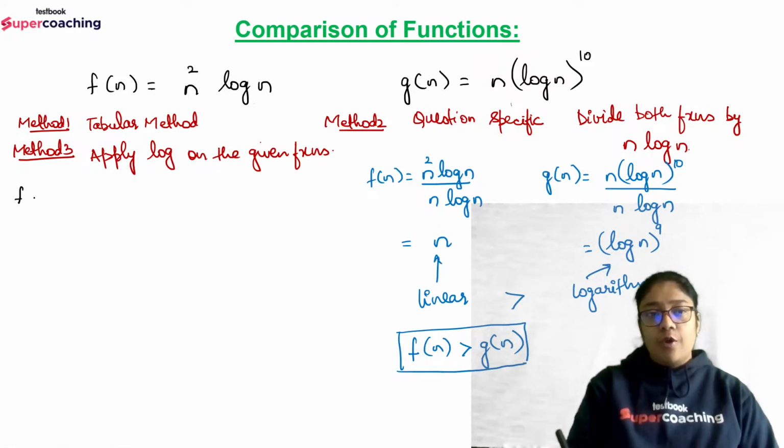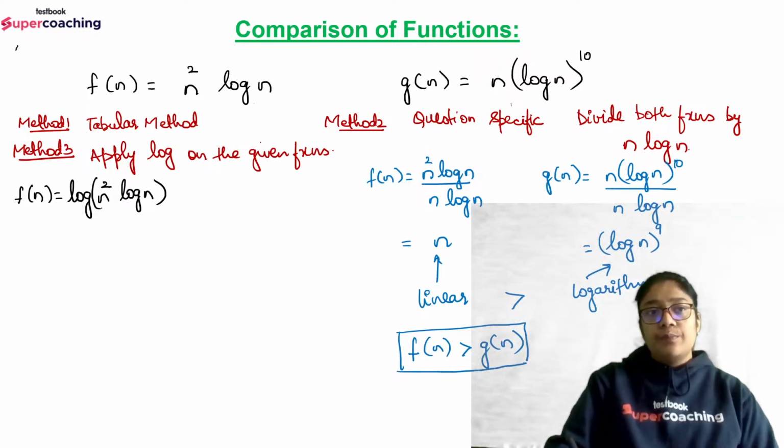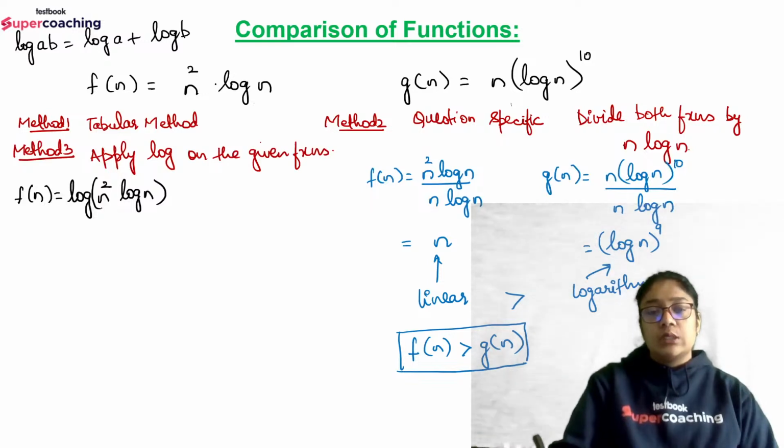So f of n के ऊपर जब आपने log apply किया, so this comes out to be log n square log n. दो terms in, that is log ab. We know that log ab is equal to log a plus log b. Simplify कर लीजिए. Similarly, we'll apply this function on the other function, given function, that is g of n.